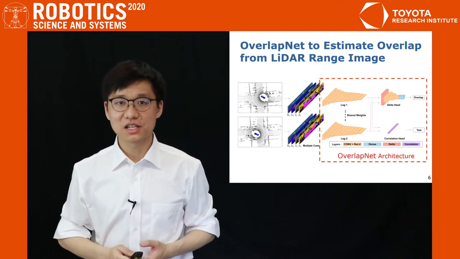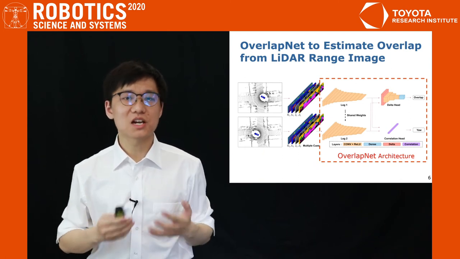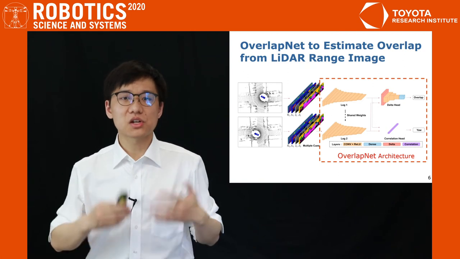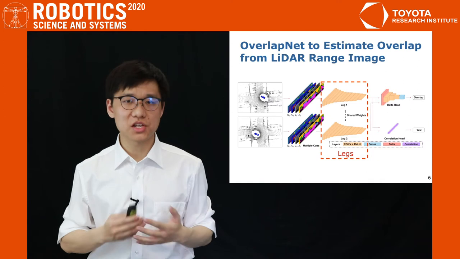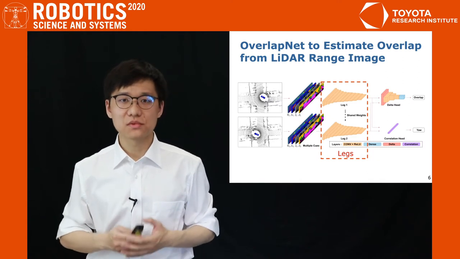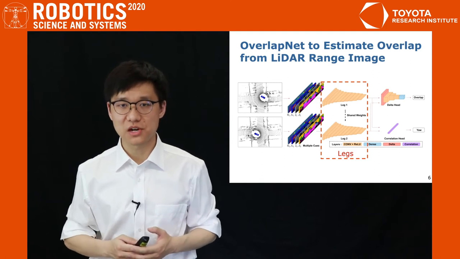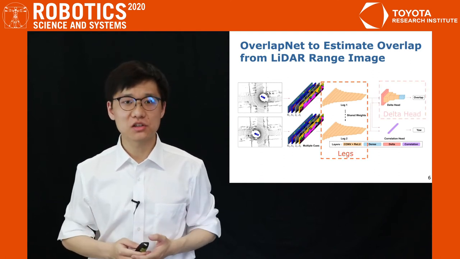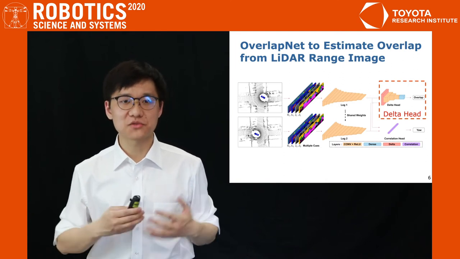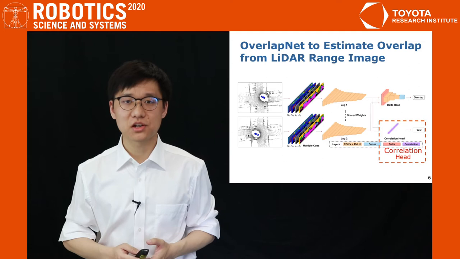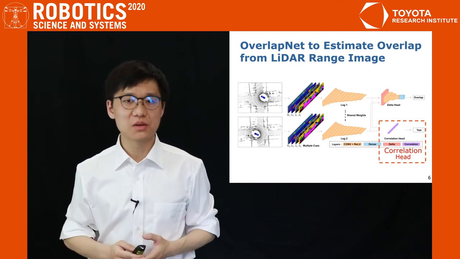On the right-hand side, you see the architecture of the OverlapNet, which is a modified siamese network. It consists of two legs and two heads. The two legs have the same architecture and they share all weights. The two heads use the same pairs of feature volumes generated from the two legs. One head is called the delta head, which is used to predict the overlap between pairs of scans. The other head is called the correlation head, which is used to predict the relative yaw angle between pairs of scans.